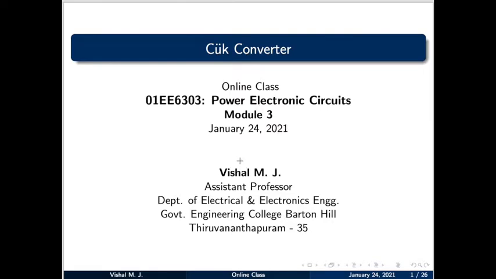In this lecture, we will be discussing the Cuk converter. We have already discussed the buck converter, the boost converter, and also the buck boost converter. Now, the Cuk converter is the next in that series of DC-DC converters, and the difference between these three converters which we have discussed already and the Cuk converter is that the Cuk converter is a fourth order converter, which means it has 4 storage elements.